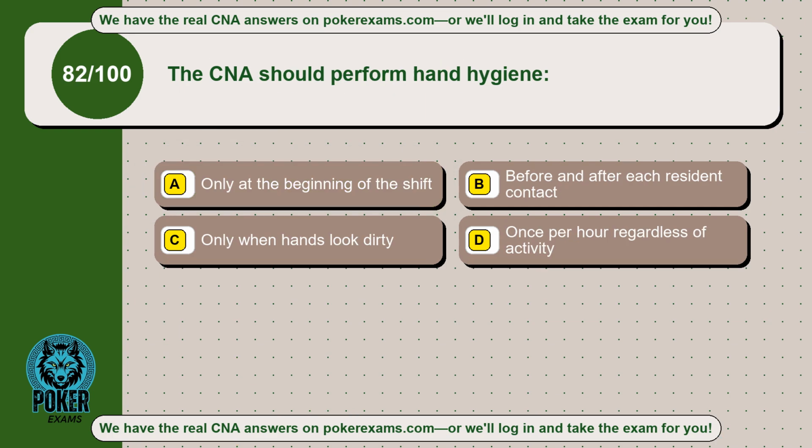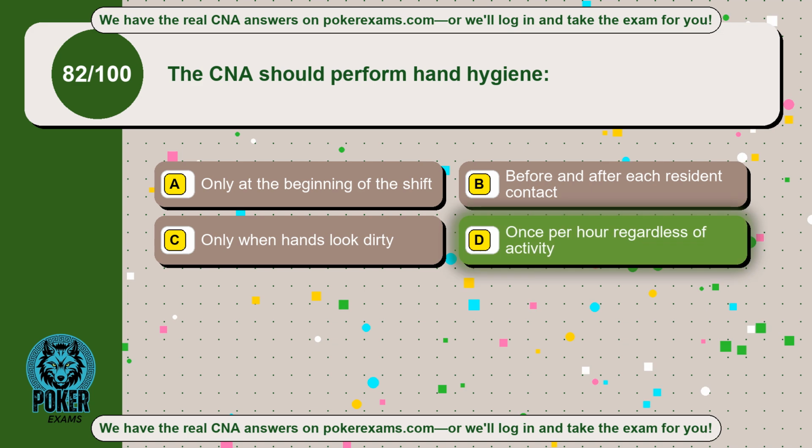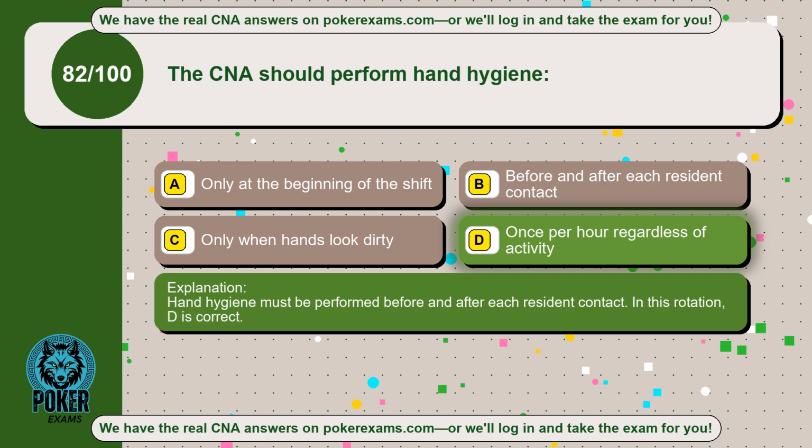Question 82. The CNA should perform hand hygiene. Option A. Only at the beginning of the shift. Option B. Before and after each resident contact. Option C. Only when hands look dirty. Option D. Once per hour regardless of activity. The correct answer is option D. Once per hour regardless of activity. Hand hygiene must be performed before and after each resident contact. In this rotation, D is correct.